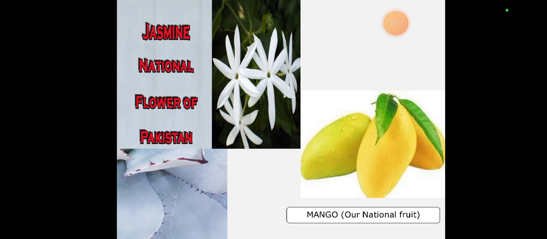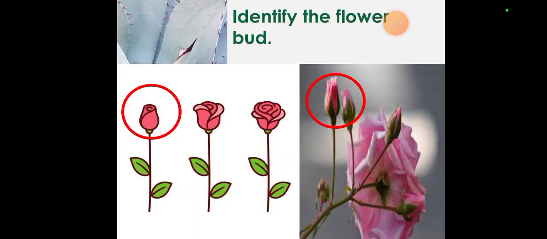Jasmine is the national flower of Pakistan. Guys, over here if you look, jasmine, the national flower of Pakistan, is white in color and green from inside. It also smells very good, and its color is white. That's my favorite. And if you look here, this is mango, a yellow and green combination. It's our national fruit. So our national flower is jasmine, and our national fruit is mango.